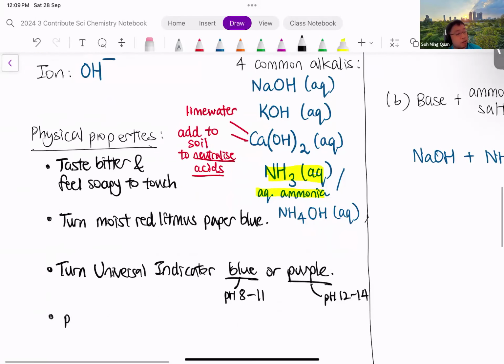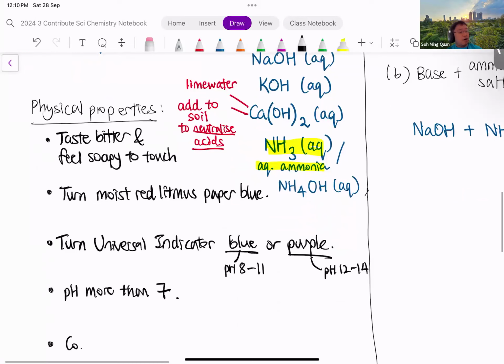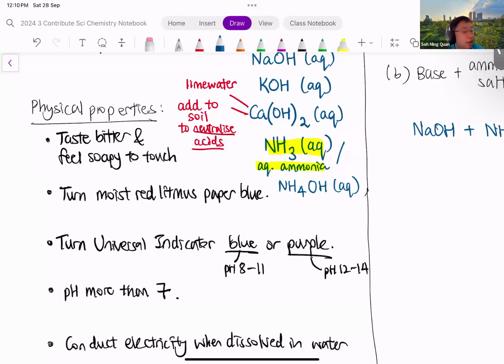Of course, the next one has to do with pH value. Alkalis have pH more than 7. And finally, alkalis conduct electricity when dissolved in water, which is why you see that the state symbol is always aqueous. It has to be aqueous because it is only when it's dissolved in water that it has the OH minus ions, which are free to move. So the 4 common alkalis, all aqueous, and the 5 physical properties of alkalis are shown here.